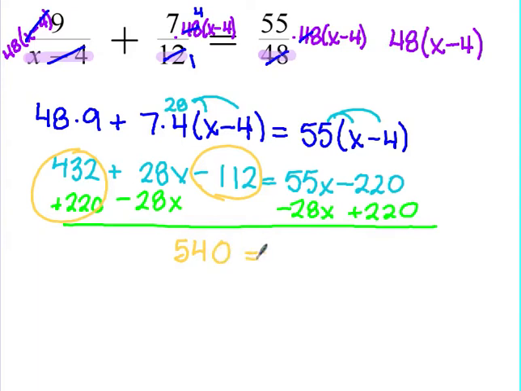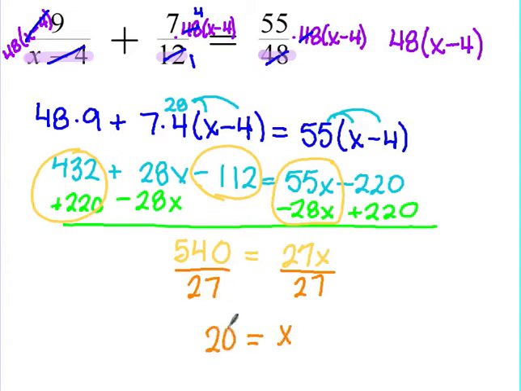You get 540? Somebody else get 540? Yep, and if I combine these, I get 27x. So now I'm going to divide by 27. And what do you get x to equal?